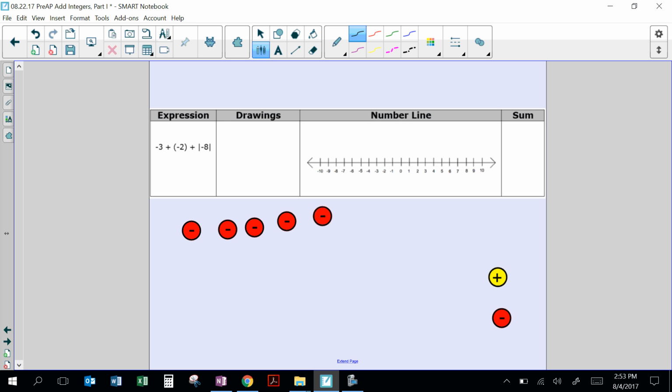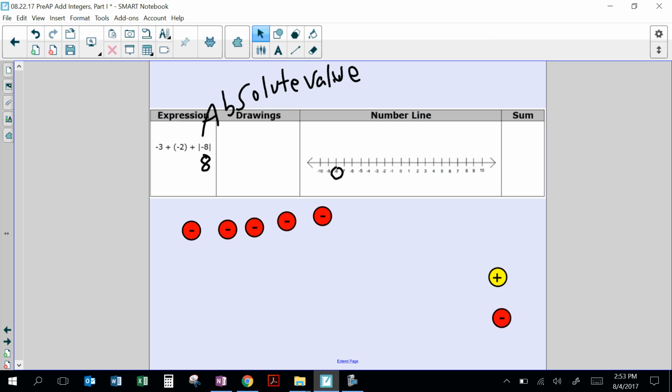This is absolute value. So what's the absolute value of -8? Here's -8 right here. How many units from 0 to -8 are there? How far is it from 0 to -8? It is 8 units. So the absolute value of -8 is just 8. So I take out +8. 3, 4, 5, 6, 7, 8.